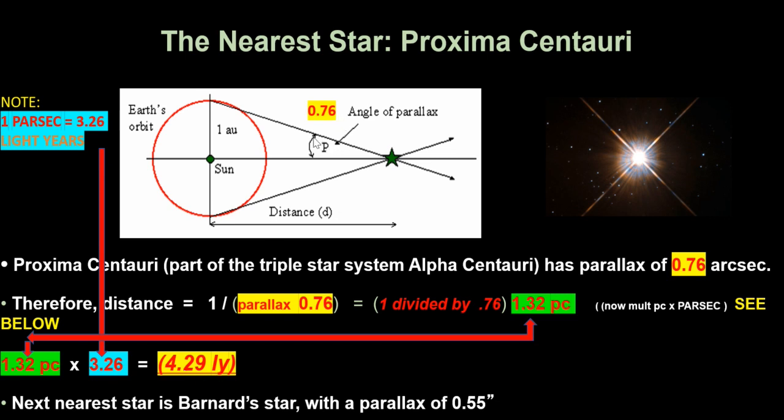So it's basically this angle divided into the number 1. You can find the number 1. And take that number, which is 1.32, and multiply it by a parsec. And that will tell you the full answer of how far the star is. Okay? Yeah, I know it's a little convoluted. I tried to simplify it as best I can.